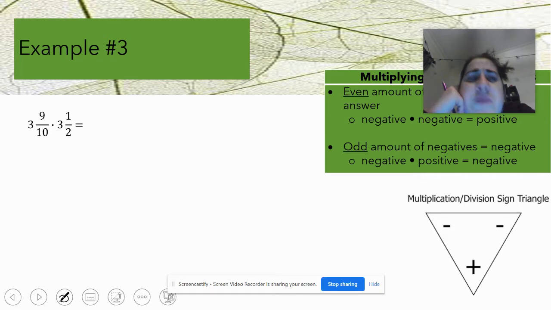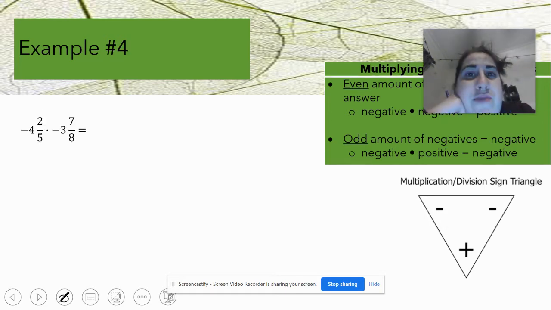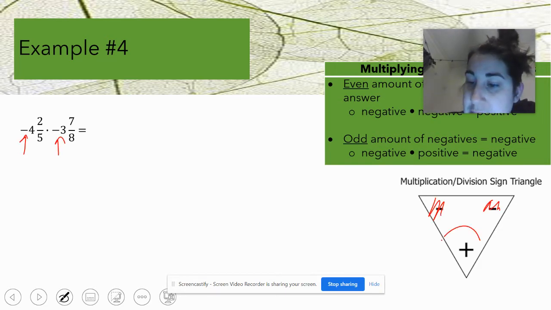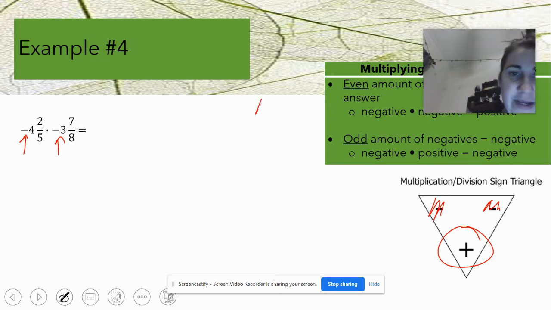You know what? Let's skip this one. Let's do number 4 because it's kind of the same thing except with negatives, right? So with negatives, let's deal with them so we don't forget it. I have a negative times a negative, so my answer is going to be positive. My answer is positive. Okay.